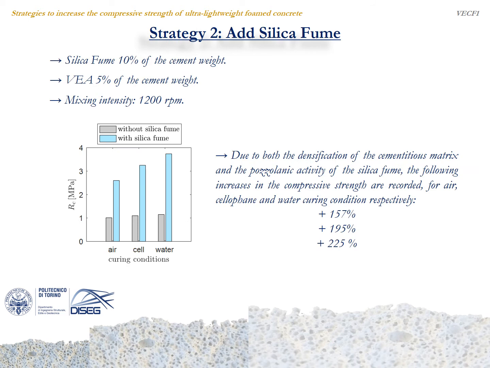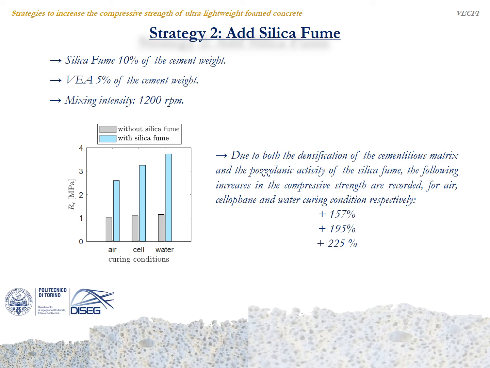A more common strategy to increase compressive strength is to introduce silica fume in the mix proportion. This mineral addition gives rise to an improvement in compressive strength due to its smaller size than the cement particles and its pozzolanic activity. Given the potential of 3D printable lightweight foamed concrete, this comparison was carried out on foamed concrete pastes with the presence of viscosity enhancing agent.